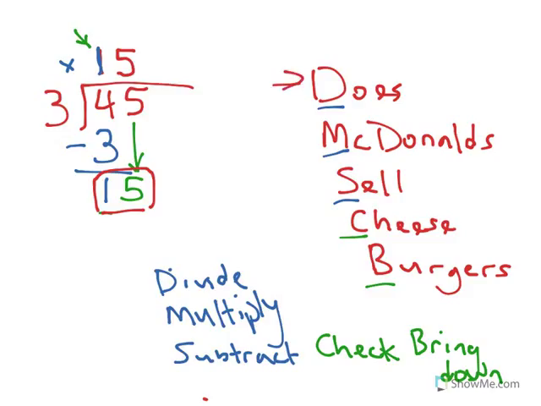That's the division part, it goes in 5 times. So now 3 times 5 is going to be 15. That's the multiplication part. And now I'm going to do the subtraction. So 15 minus 15 is 0. And then I check my answer. Can I fit any more 3's into 0? Can I take one more 3 out of 0? No, I can't. So I think I'm done. And then the last part would be bring down. I don't have any other numbers to bring down, so I'm done with my problem.